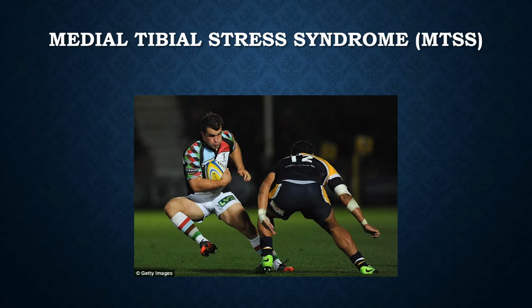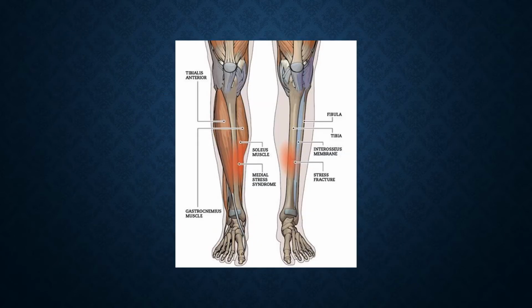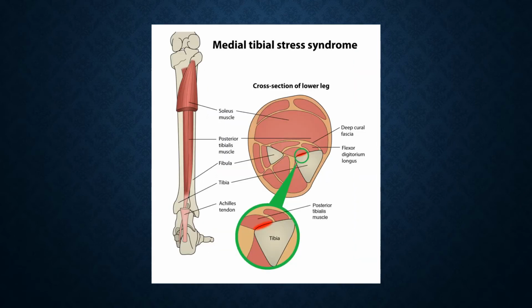The last topic we're going to discuss today is medial tibial stress syndrome, oftentimes abbreviated MTSS. The current hypothesis behind MTSS is a pulling of the medial aspect of the soleus along its attachment to the middle third of the tibia. Some have described this as a precursor to a tibial stress fracture.